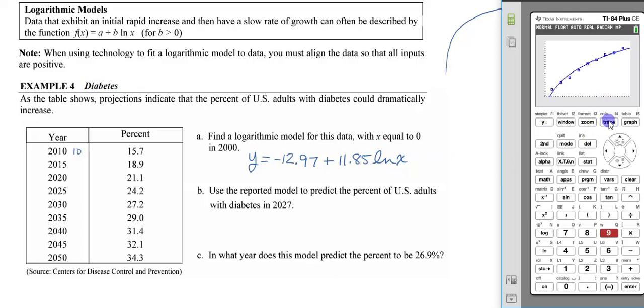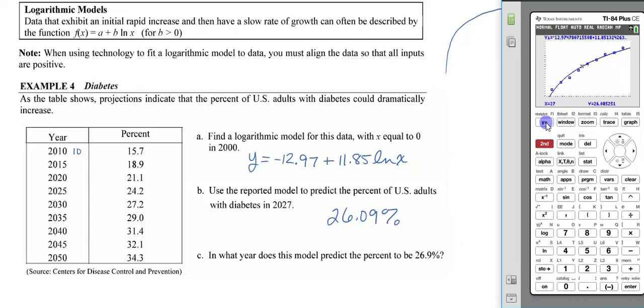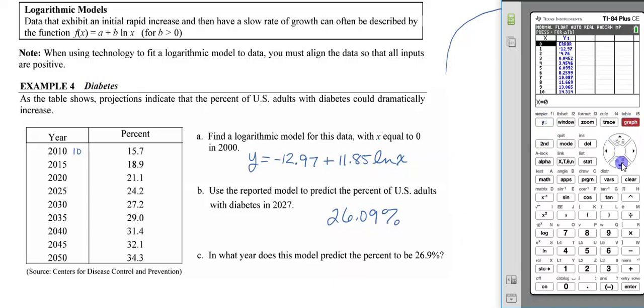So we could say trace, and make sure that you arrow up or down so that you are on the y equals, not on the plots, and put 27 in there. You get 26.09, and that's the percent. You could also go to the table and read off the table when your x equals 27. You get the same thing there. So lots of ways to get that.